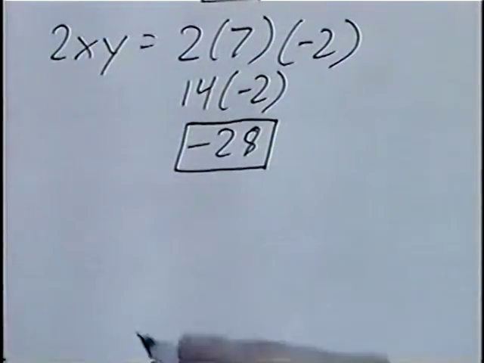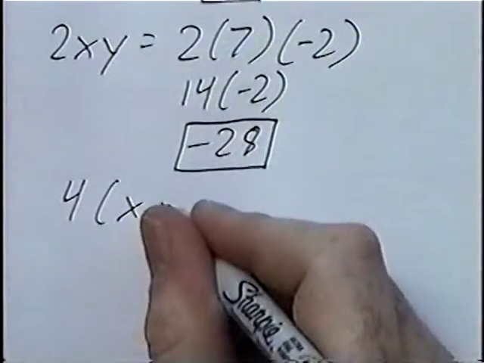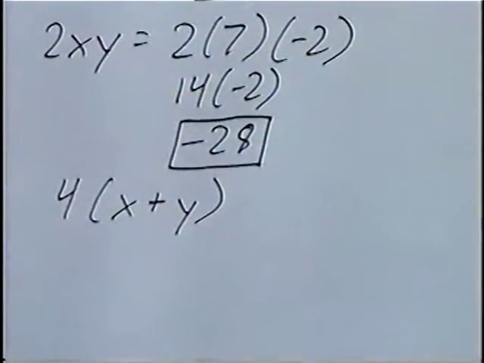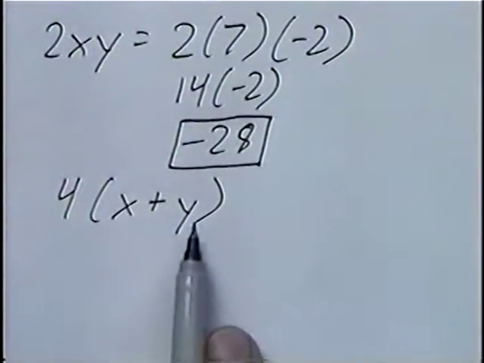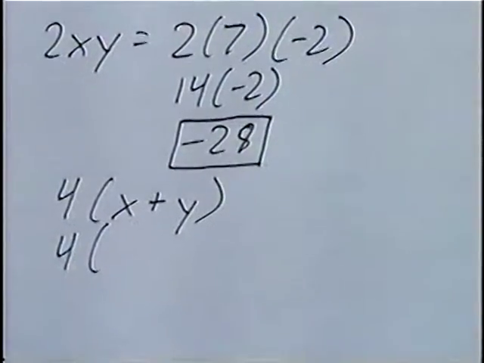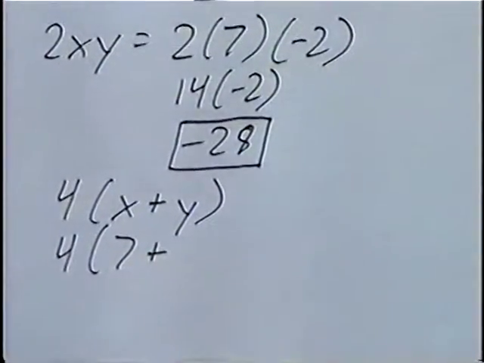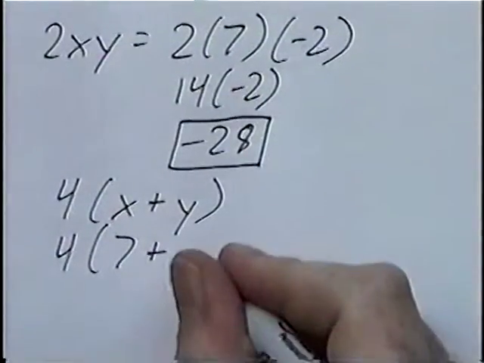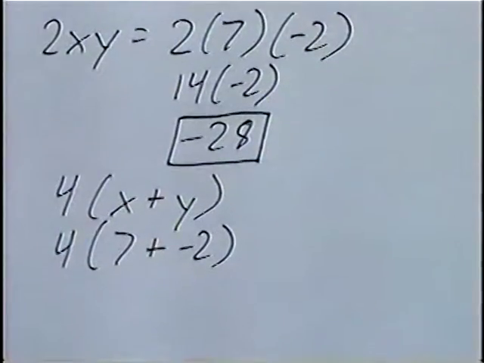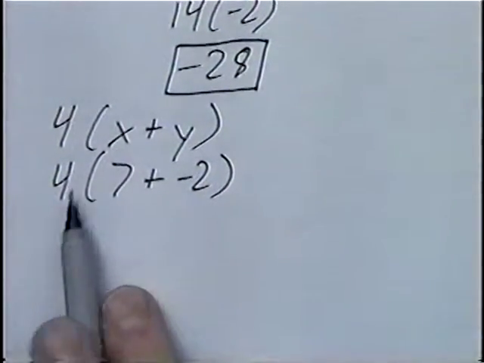And last question for this section is 4, and in parentheses x plus y. Again, the first step will be to plug in numbers for x and y. 4 would stay the same. In the directions, x is equal to 7, and y is equal to negative 2. Following the order of operations, we'll do parentheses first, and then multiply second.